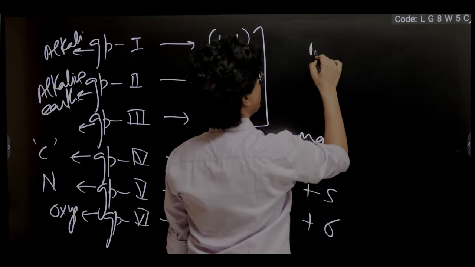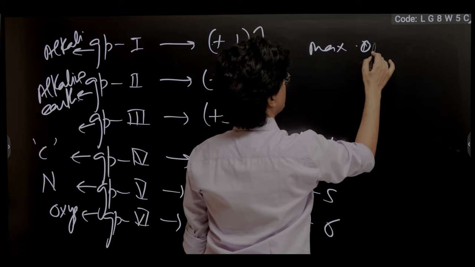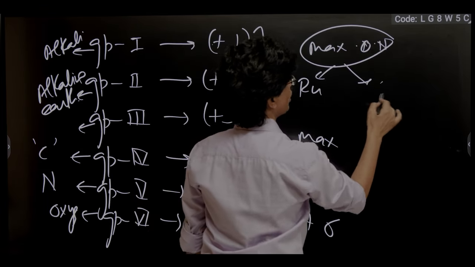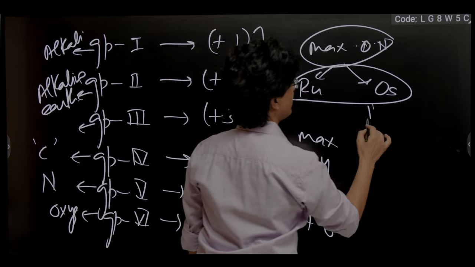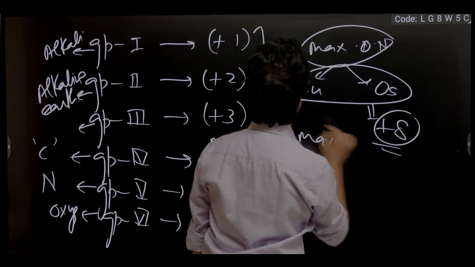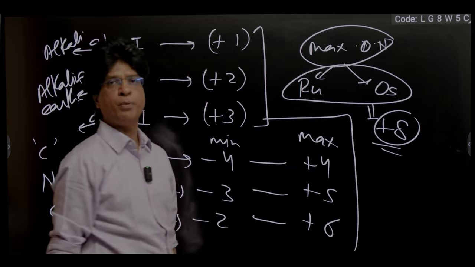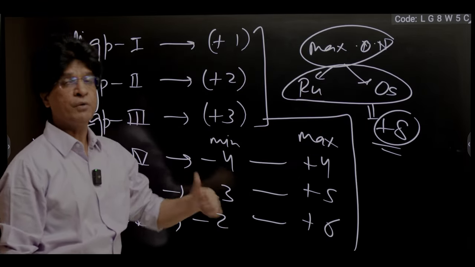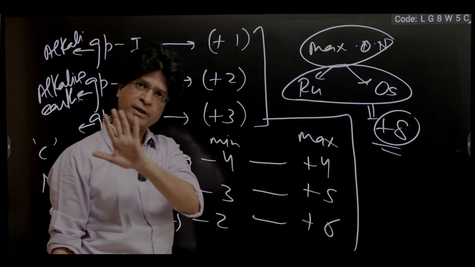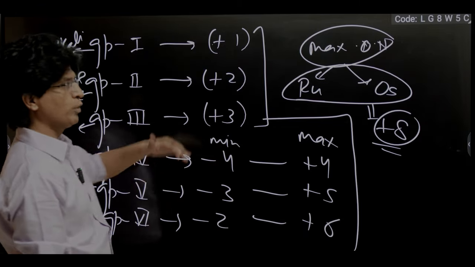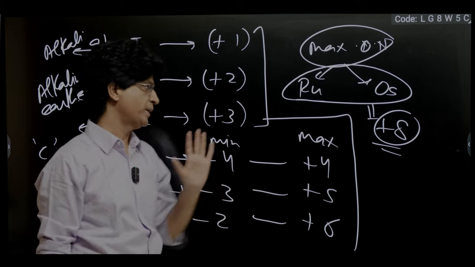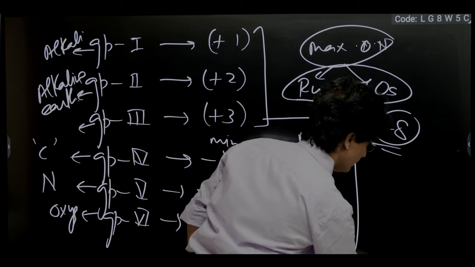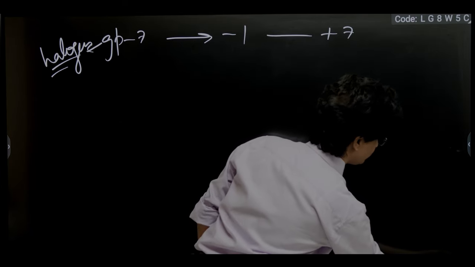Also, the maximum oxidation number is shown by two elements, ruthenium and osmium. They show plus 8 as the oxidation number, and that is the maximum value possible. Are you getting it? The group numbers I'm talking about are the group numbers which we have done in 9th, 10th class. I mean, here we won't be going for group number 13, 14, 15, 16 kind of thing. This will be simple to manipulate things. Chalo, let's do the next topic.